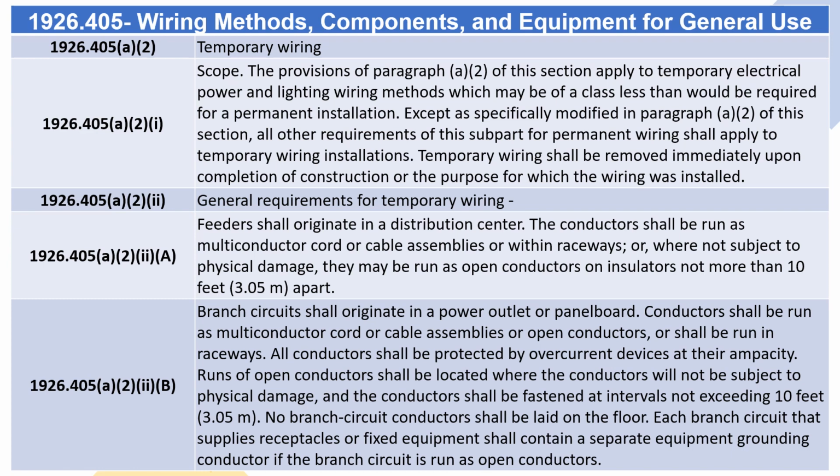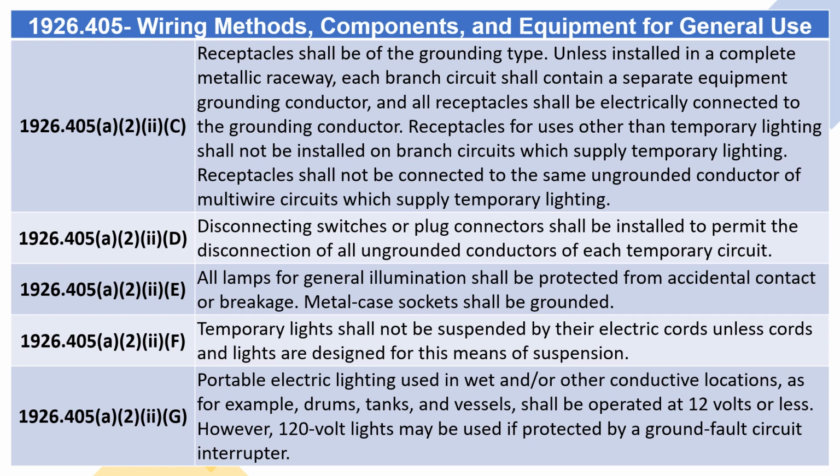No branch circuit conductors shall be laid on the floor. Each branch circuit that supplies receptacles or fixed equipment shall contain a separate equipment grounding conductor if the branch circuit is run as open conductors. Receptacles shall be of the grounding type. Unless installed in a complete metallic raceway, each branch circuit shall contain a separate equipment grounding conductor, and all receptacles shall be electrically connected to the grounding conductor.